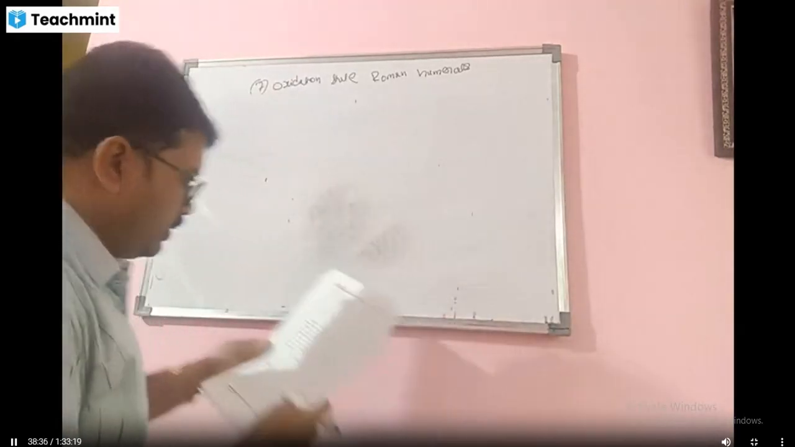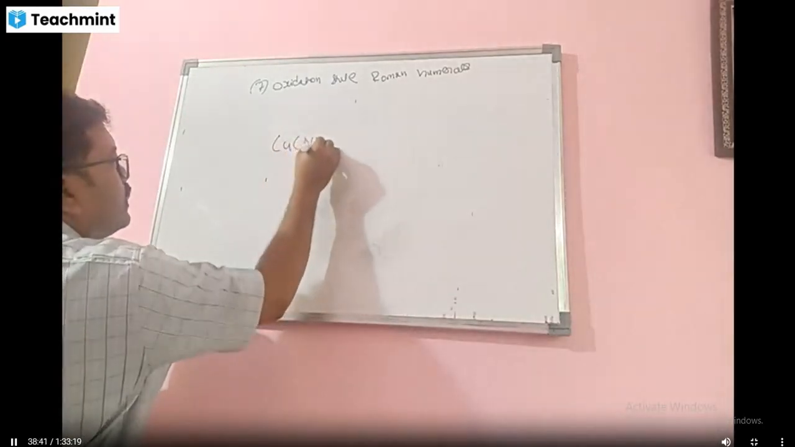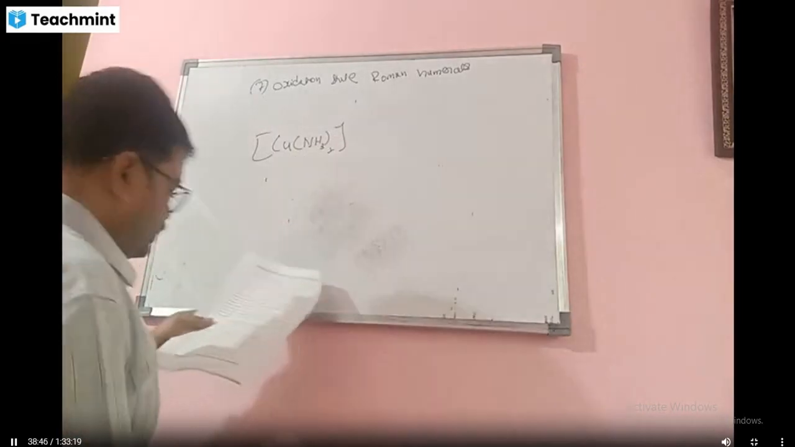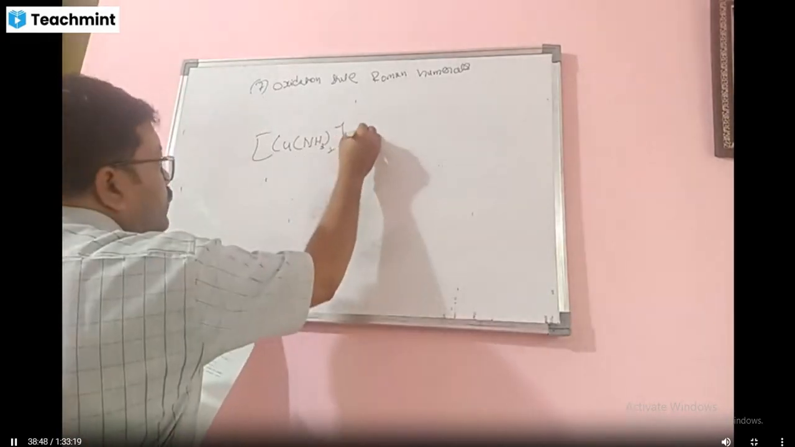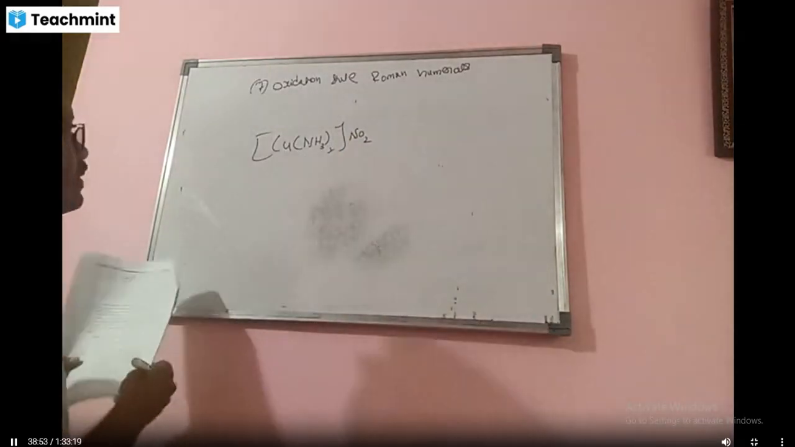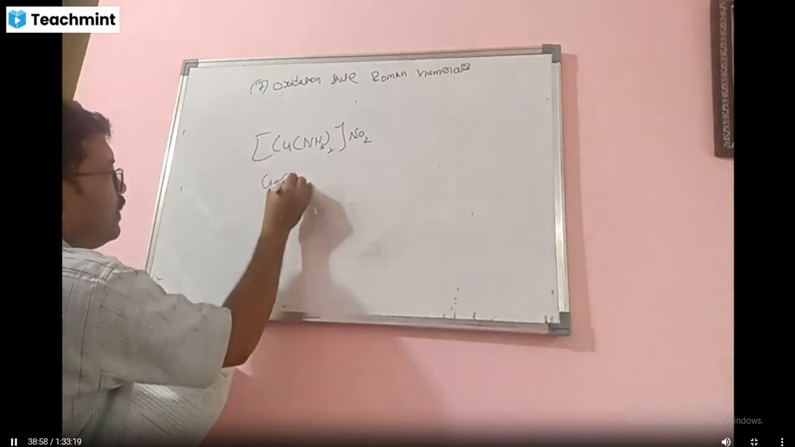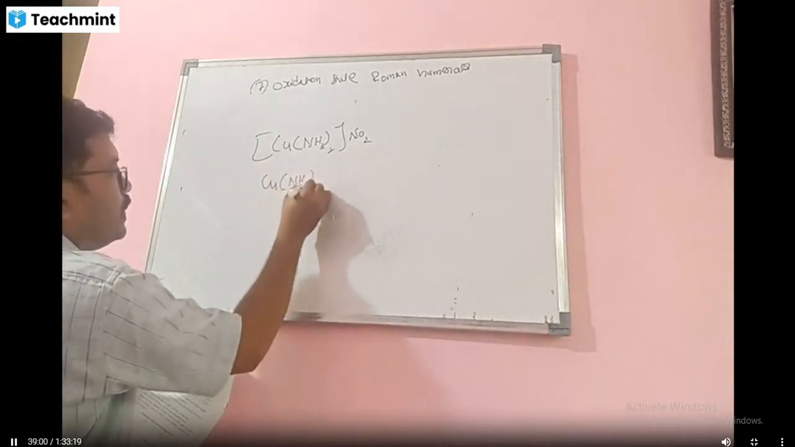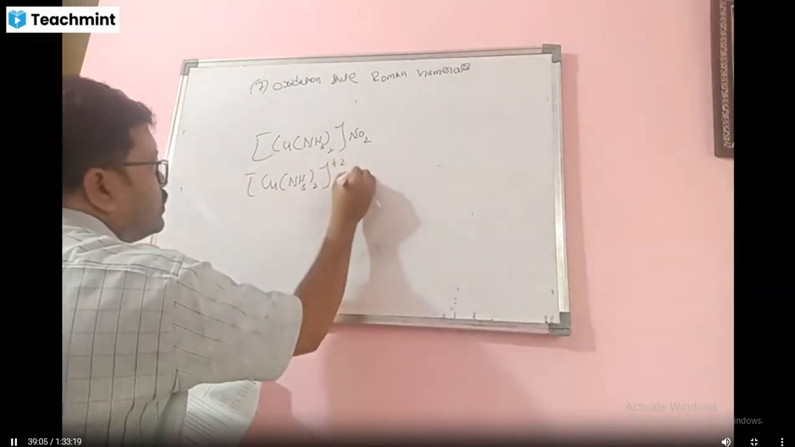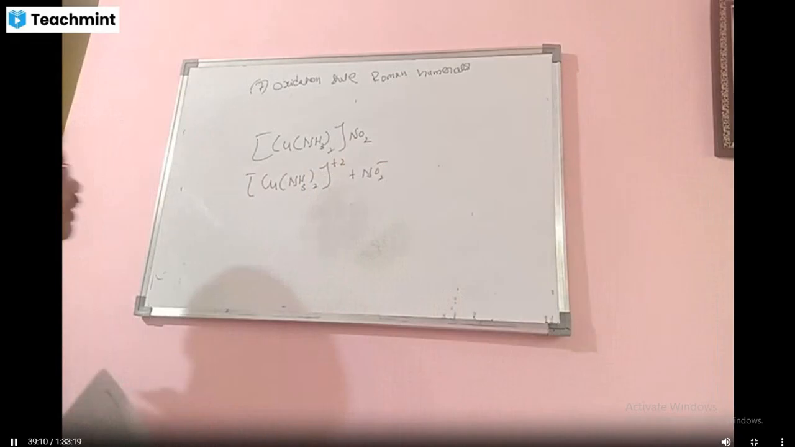So, tetraamminecopper(II) nitrate, [Cu(NH3)4](NO2)2. So this is a cationic coordination sphere, the copper ammonium complex with a plus 2 oxidation state, and NO2 minus. So it is cationic.